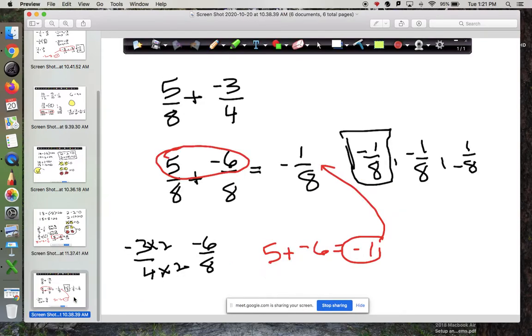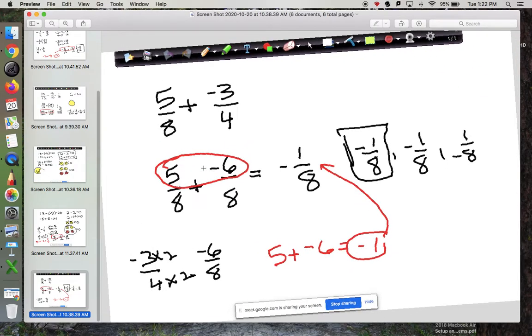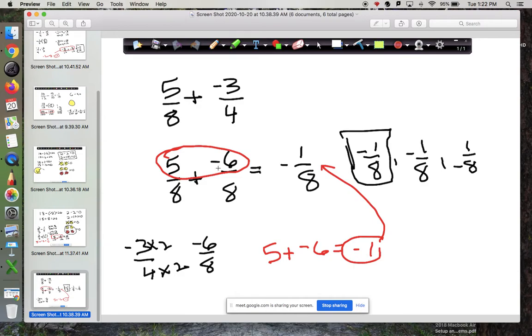And the last one that I put up here is a good example of taking the negative and putting it in with the numerator, keeping it right there. We've got to have a common denominator of 8. 5 minus 6 is going to be -1. So that's -1/8. Okay, that is the recap for Tuesday, October 20th.